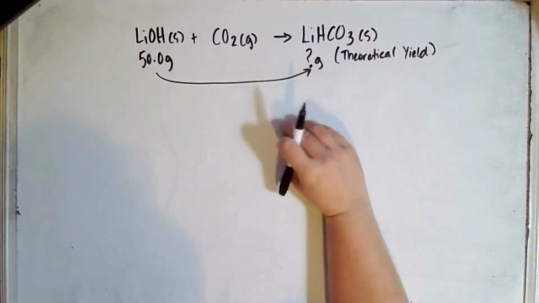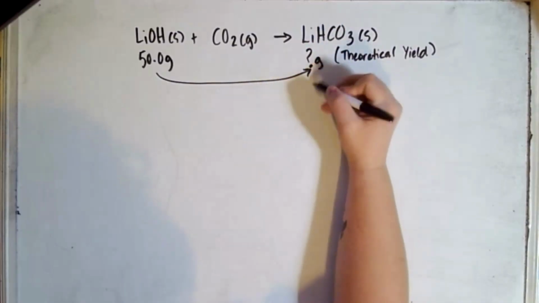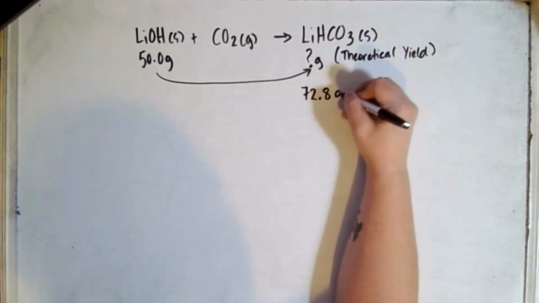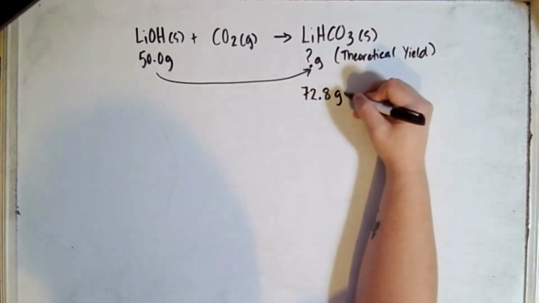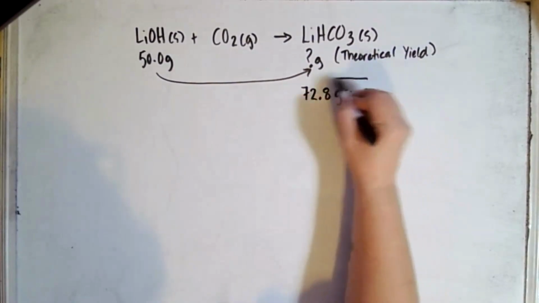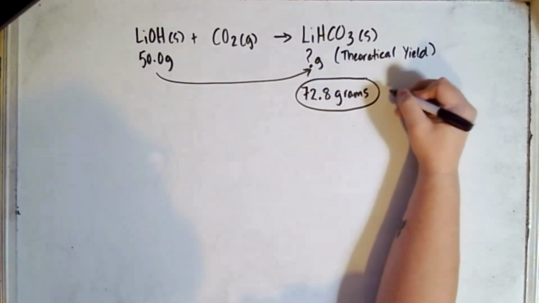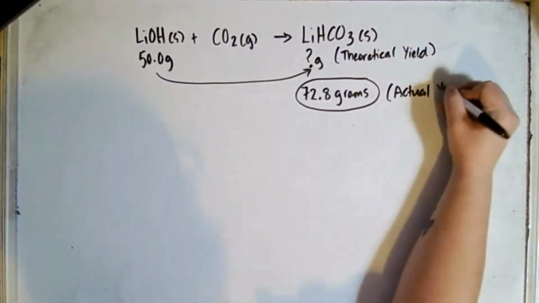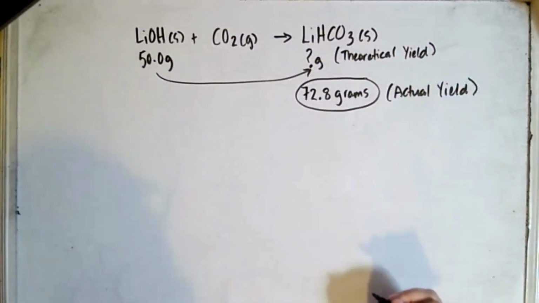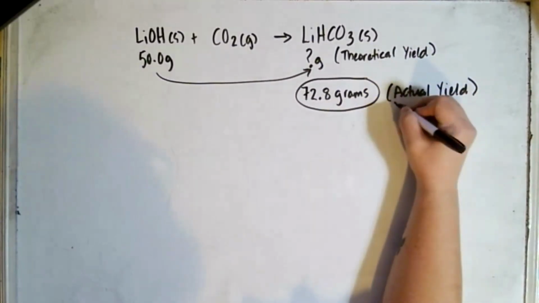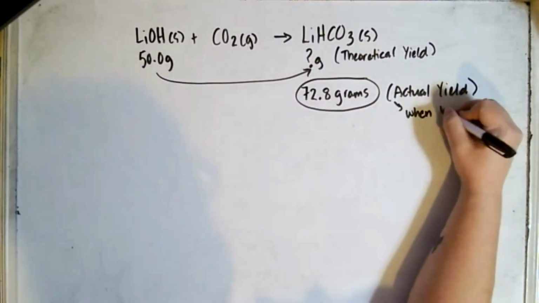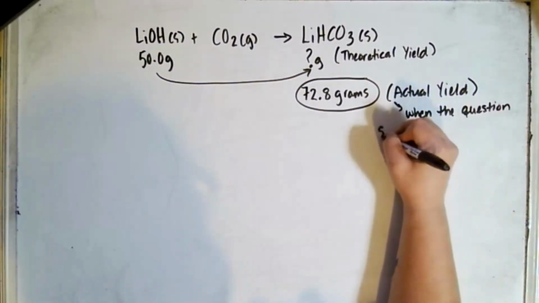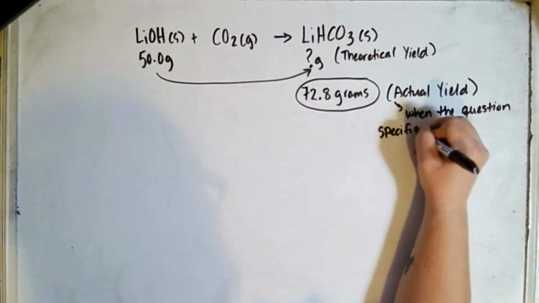What they also gave us in this question was a number. They said, this is how much lithium hydrogen carbonate that you ended up with. When they tell you a product amount, that amount is our actual yield. Okay. The actual yield is when the question specifically tells you how much product is formed.